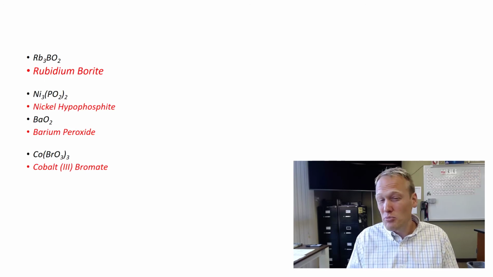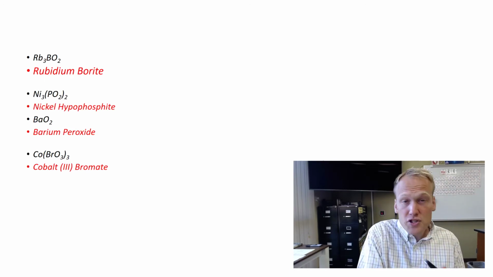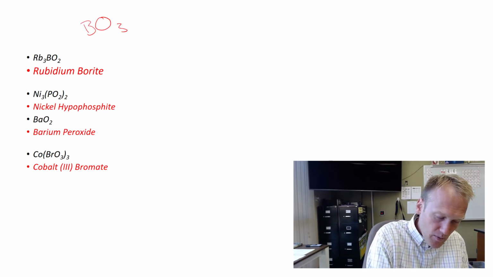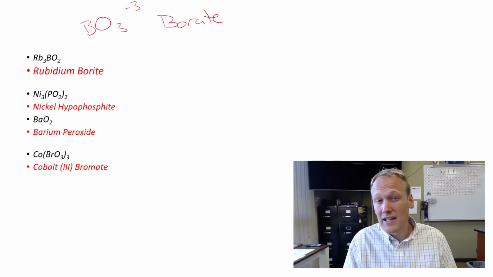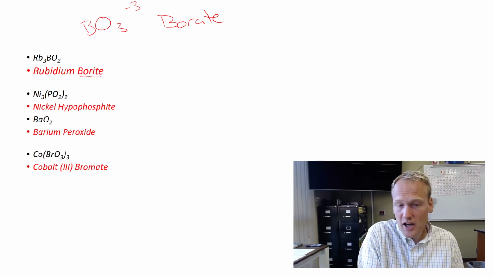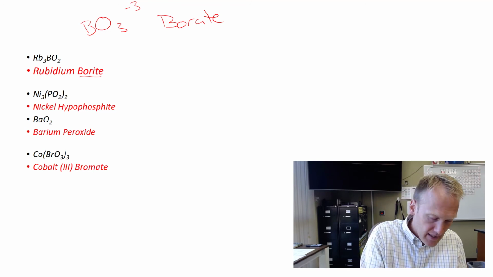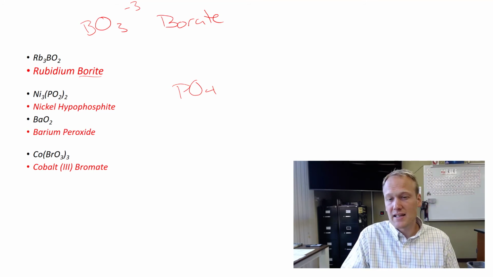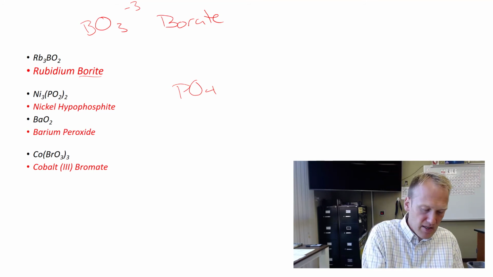What we have here is some more challenging names. BO2 is not on your ion list, but you know that BO3 with a -3 charge is borate. So if we have one less oxygen, that makes it borite. Same thing is going on with nickel hypophosphite. We know that phosphate is PO4. Phosphite then would be PO3, and then hypophosphite would be PO2.